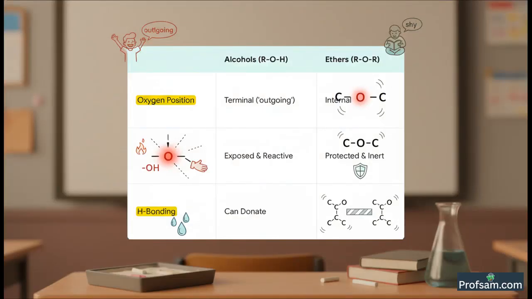Okay, now let's compare this to their chemical cousins, the alcohols. It makes the difference very clear. Look at the table. In an alcohol, the oxygen is at the end of the molecule, it's terminal. It's like an outgoing person, with its reactive OH group totally exposed to the world. But in an ether, see? The oxygen is internal. It's like our shy person, safely protected inside that C-O-C bridge. And this structural difference is why alcohols are reactive and can form hydrogen bonds, while ethers are inert and cannot.